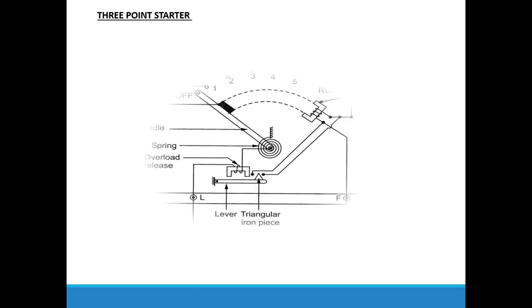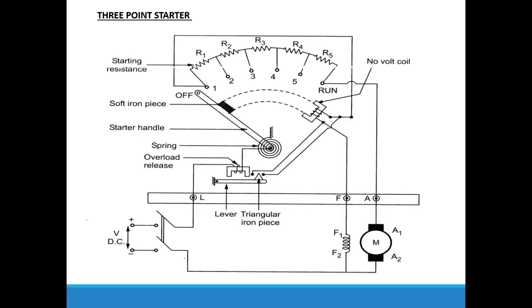Let us discuss about 3-point starter. Look at the circuit diagram of 3-point starter. Starting resistance, soft iron piece, starter handle, spring, overload release coil, no volt coil, lever, triangular iron piece, all are given.